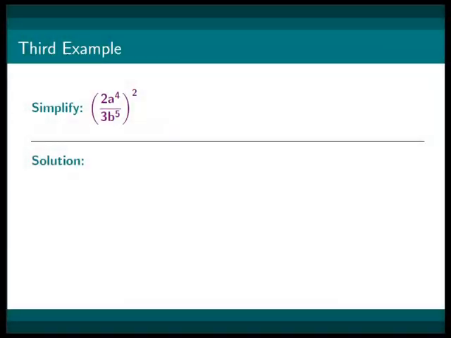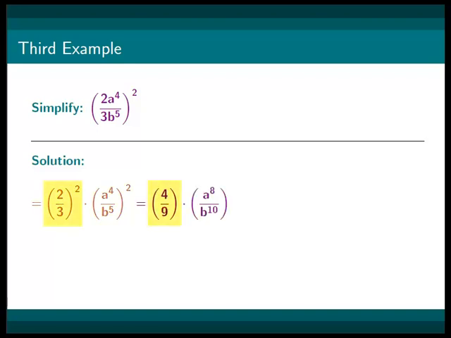In our third and last example, we will simplify the expression (2 times a to the power of 4 divided by 3 times b to the power of 5) all to the power of 2. Our solution will begin by first writing the expression as (2 over 3) squared, times (a to the power of 4 divided by b to the power of 5) squared.